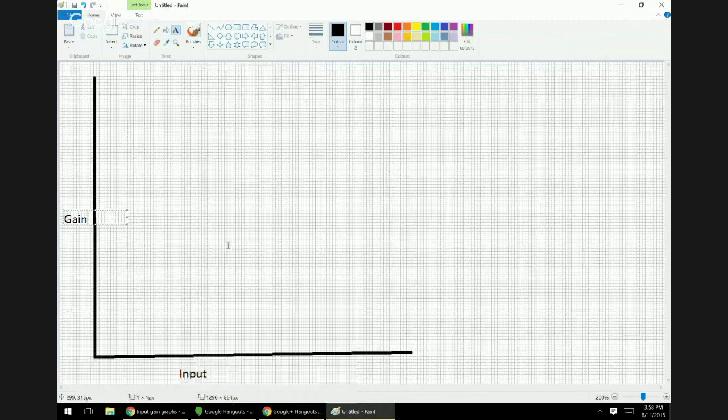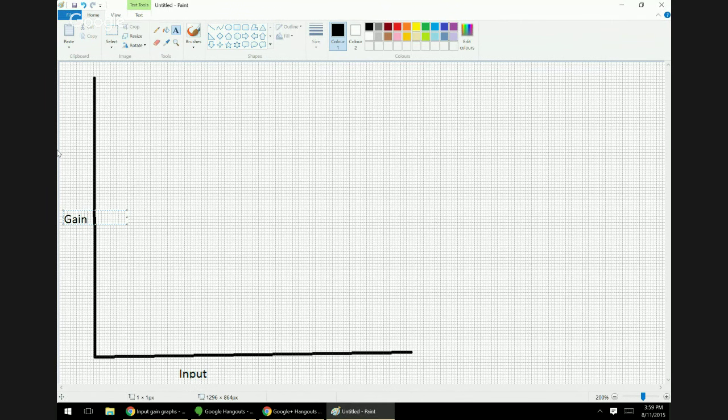Hopefully we're online again. So another brief, this one even more brief, presentation just showing input gain graphs. Here we've got a graph with the x-axis showing input, the y-axis showing gain. Of course, what that means is your more familiar input-output graph, which we just did an example of in the previous video.